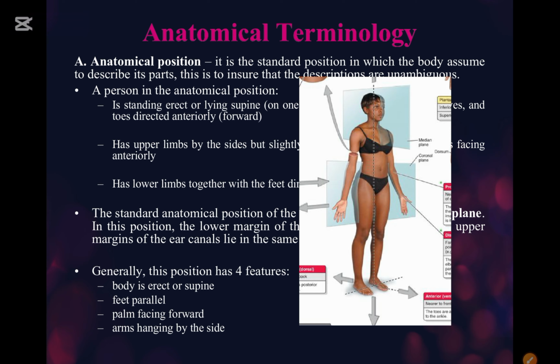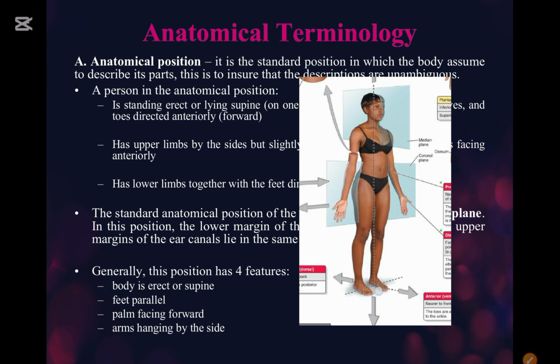The body is erect, it's standing straight, it is supine, it is in a supine direction, as you can see in this woman standing. So whenever this woman is standing this way, we call it the supine position, so that when you lay her back on a horizontal plane, the face will face upward. So this is what we call the supine position. Feet are parallel. Now look at the feet. The feet are parallel to each other. They are in the same direction to each other.